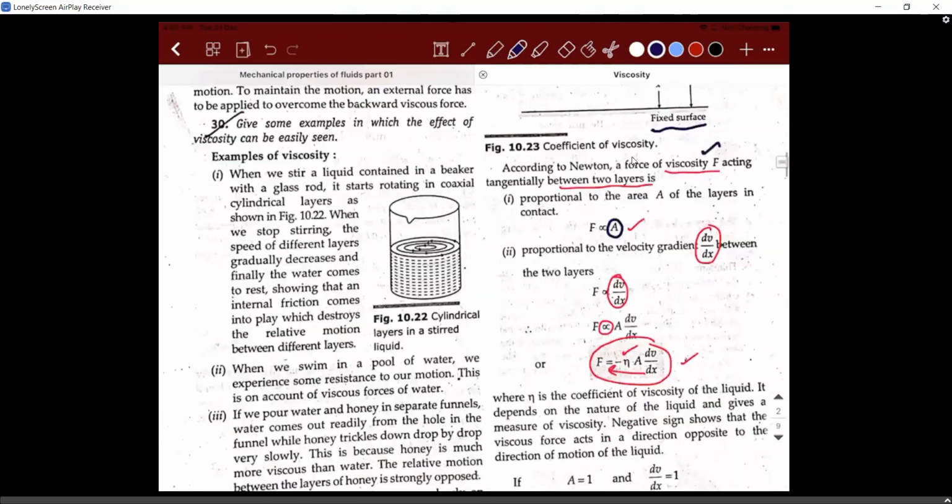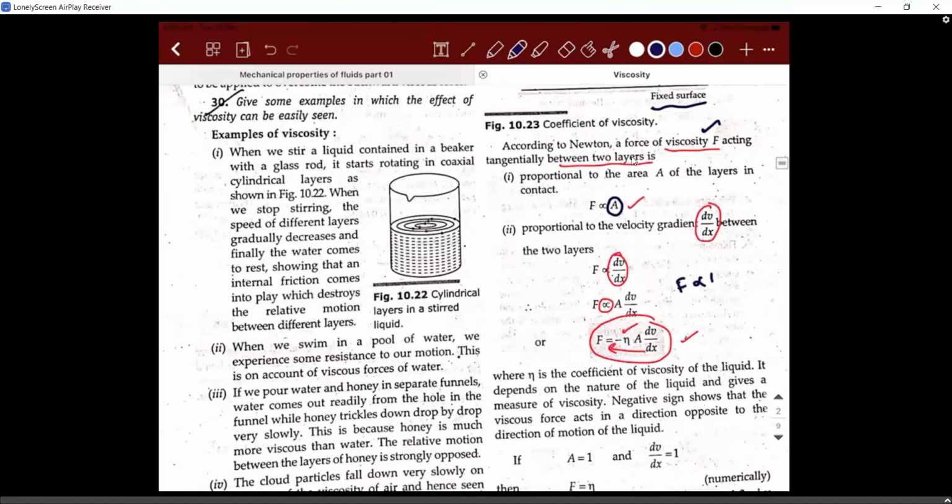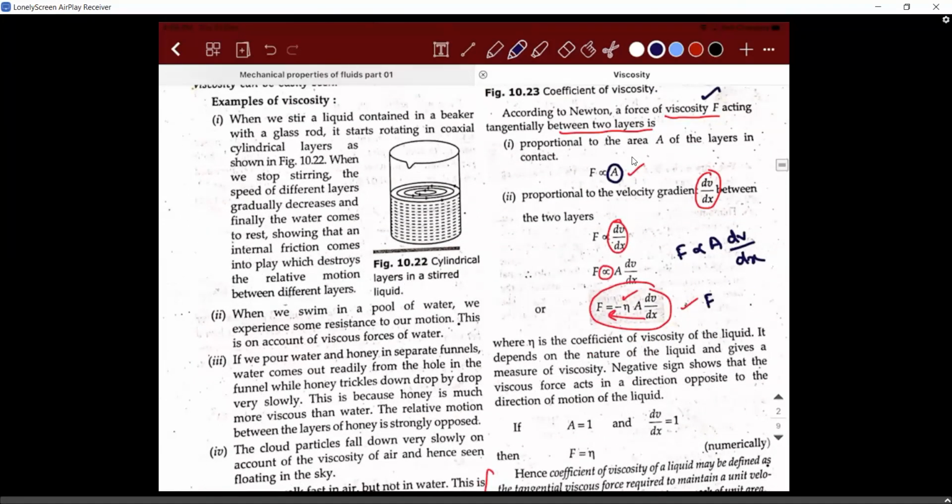So when you combine both, what are you going to get? F is directly proportional to A into dV by dx. So is it a supporting force or a resistive force? Obviously, a resistive force. So whenever you remove the proportionality symbol, you need to introduce a constant, and that constant introduced here is neta, F equals minus neta A dV by dx, with a negative sign. Why did I put the minus sign? Because of the resistive force, and that neta is what we call the coefficient of viscosity.